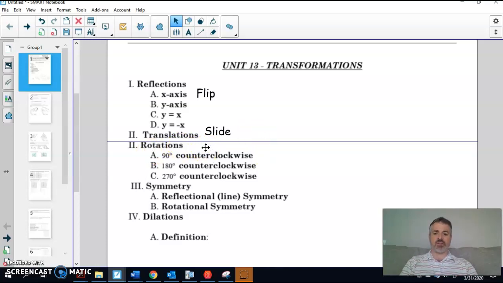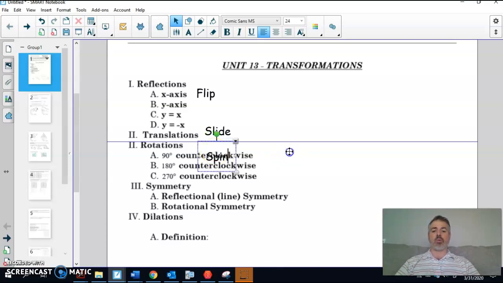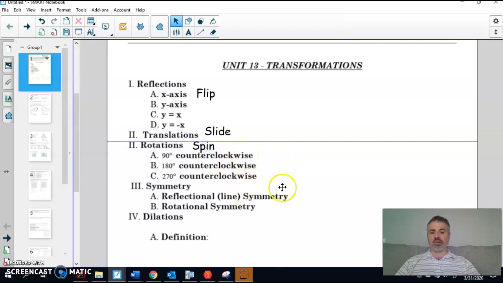Then we looked at rotations. Rotations are just a spin on the coordinate plane. You're just taking a figure and spinning it. You need a point that's the center of rotation, and everything else moves clockwise or counterclockwise around that. These were some common rotation degree measures that we looked at. Then we spent a day looking at symmetry. There are basically two types of symmetry: reflectional or line symmetry, and rotational symmetry. I illustrated that with different polygons.